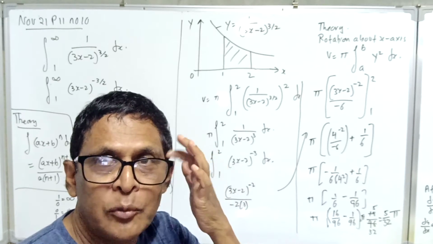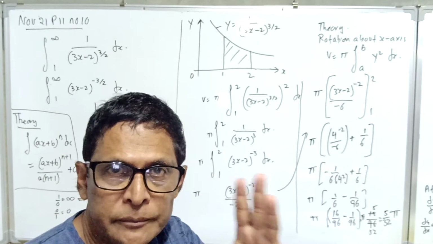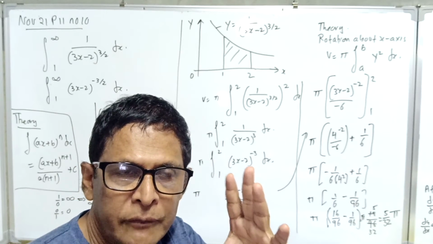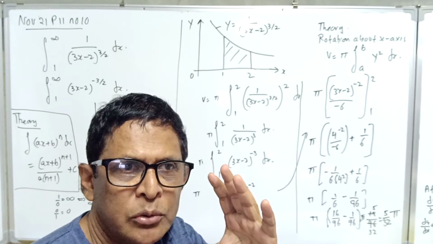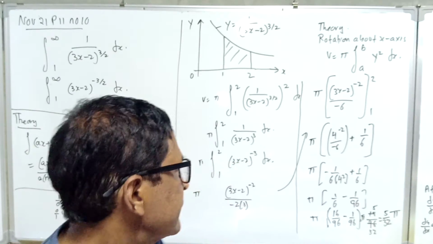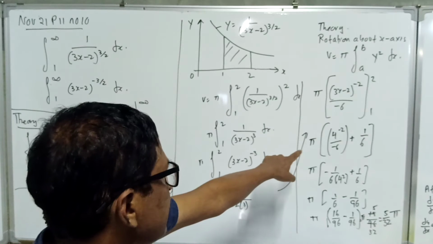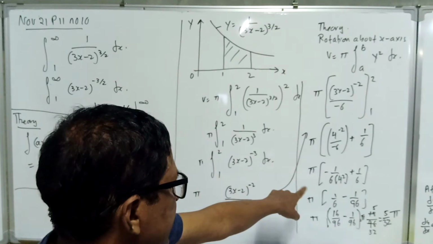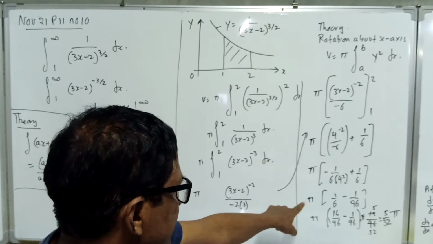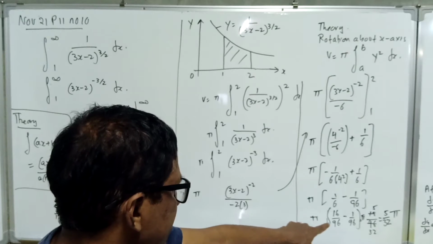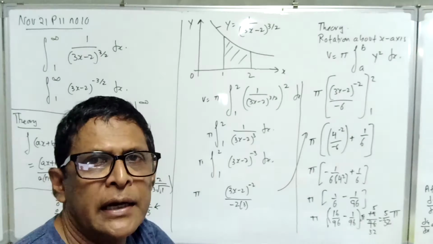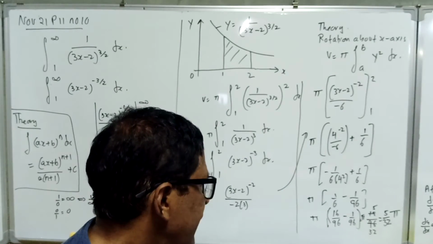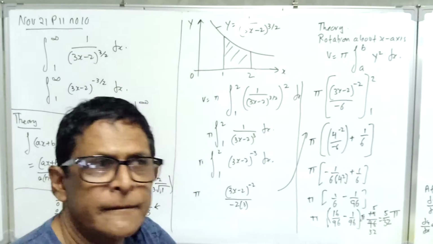Because in the exam you will work very rapidly, so you will make mistakes. Now, this is very important. You simplify until you get 5 upon 32 pi. The answer is 5 upon 32 pi.